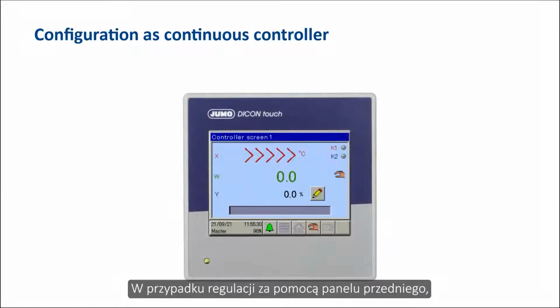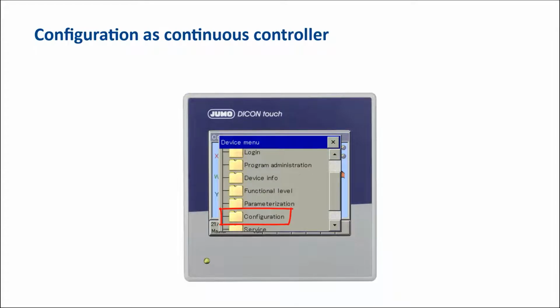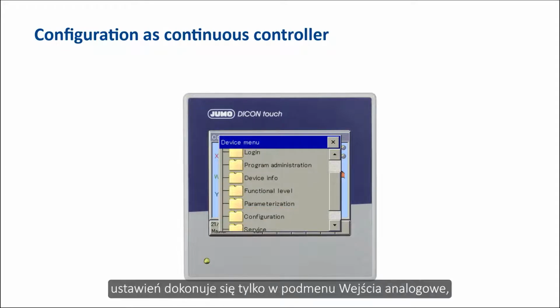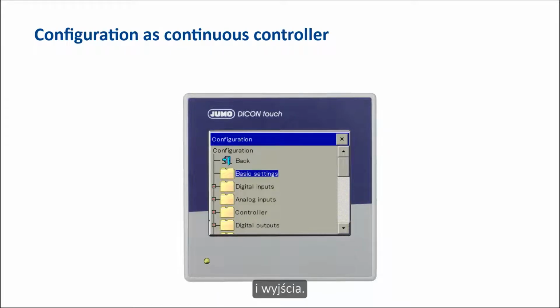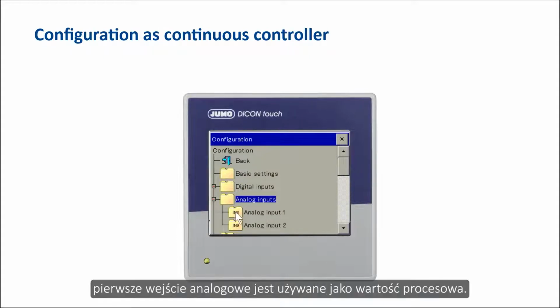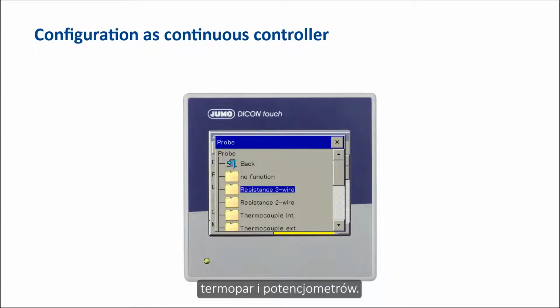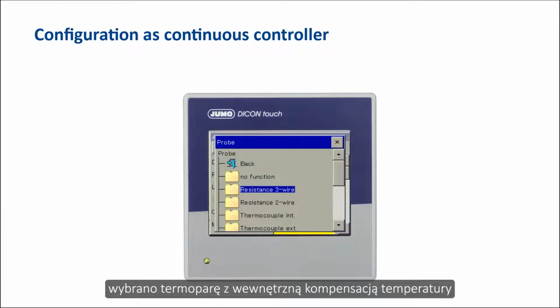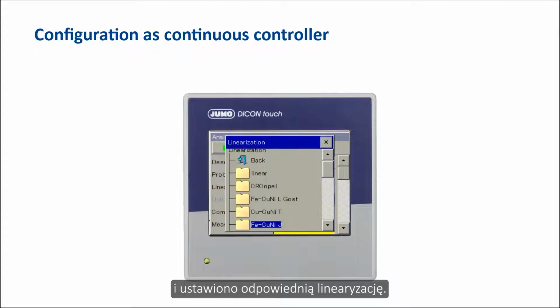When adjusting via the front panel, the settings are made in the menus of the configuration level. To configure the controller function, settings are only made in the analog inputs, controllers and output submenus. By factory default, the first analog input is used as process value. The inputs allow the connection of RTD temperature probes, thermocouples and potentiometers. Standard signals can also be connected. For the example, thermocouple with internal temperature compensation is selected and the corresponding linearization is set.